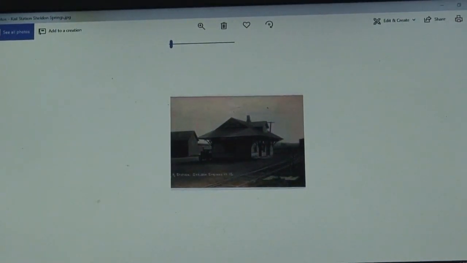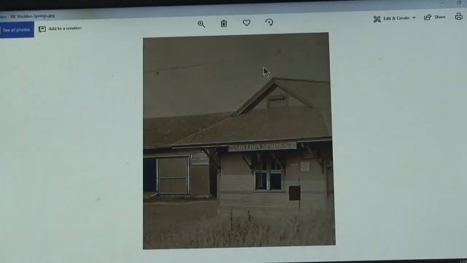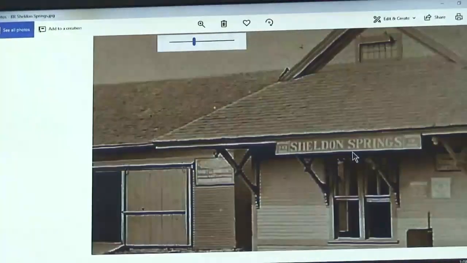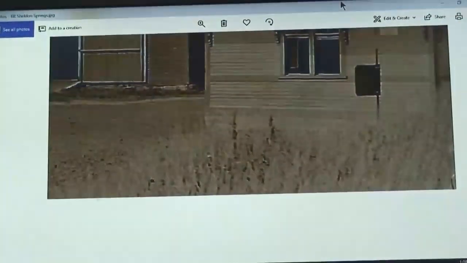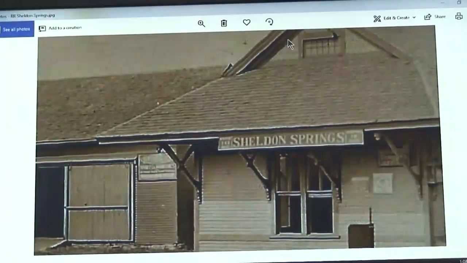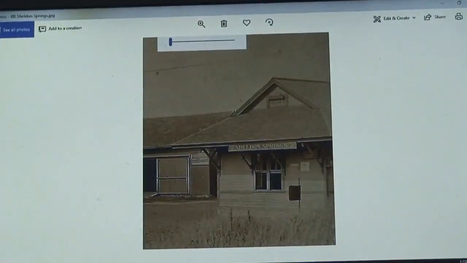And another shot of the rail station. This is called Sheldon Springs. This is the rail station. Okay, and next to it is a storage facility. And there's not much more to be seen in that one.